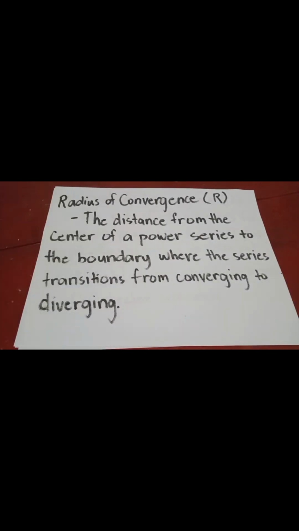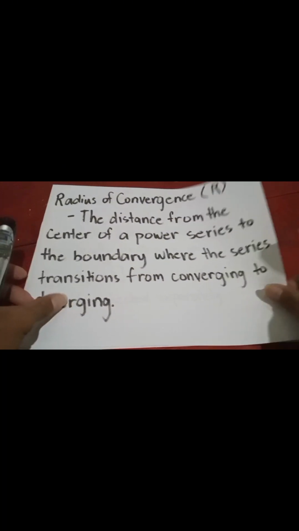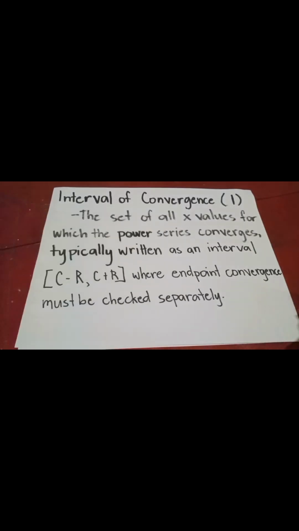Radius of convergence: the distance from the center of a power series to the boundary where the series transitions from converging to diverging. And the next one, interval of convergence: the set of all x values for which the power series converges, typically written as the interval (c minus r, c plus r), where endpoint convergence must be checked separately.